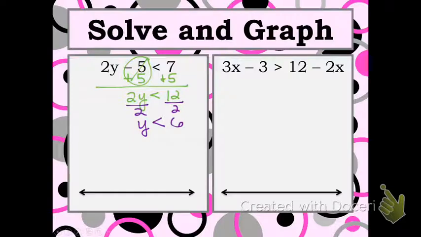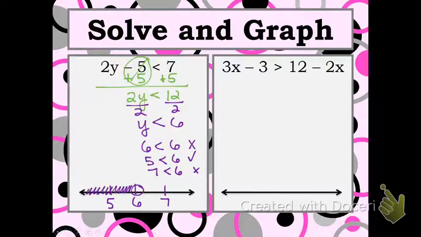So my cutoff point is a 6. I need one number larger and one number smaller. 6 is not a solution, so that's an open circle for my cutoff point. 5 is a solution, while 7 is not a solution. So I shade on the side of my number line with the 5, but not the side with the 7.